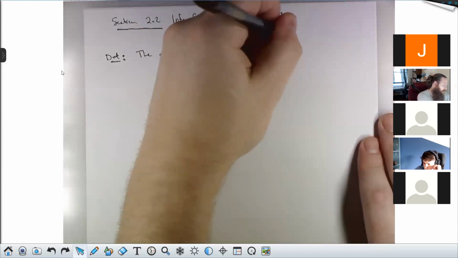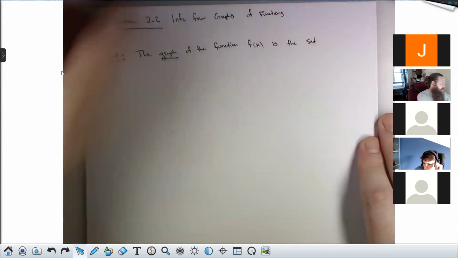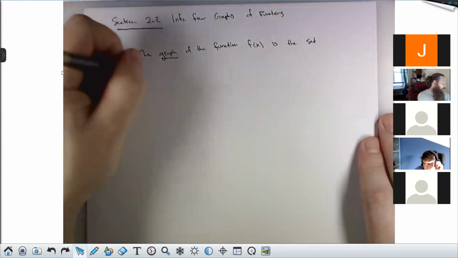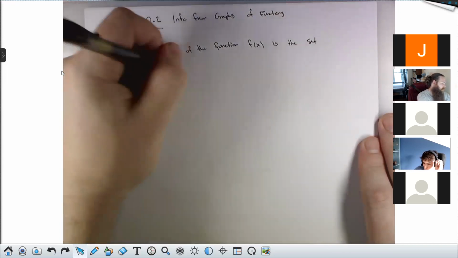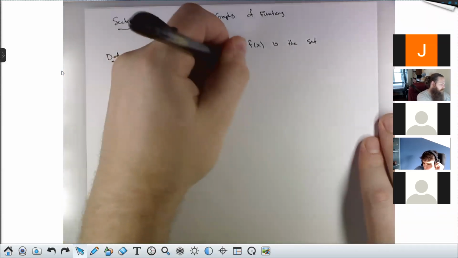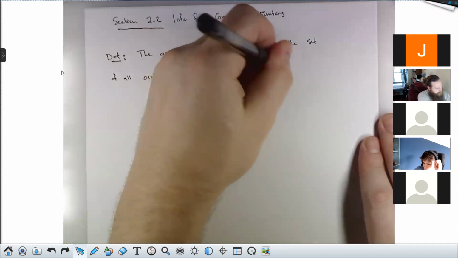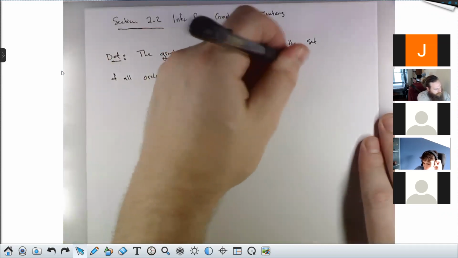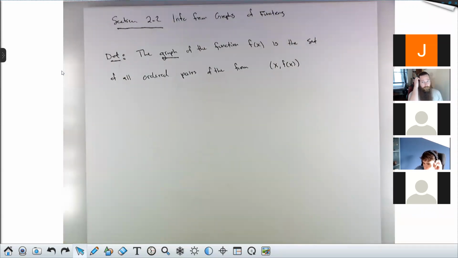is the set of all ordered pairs of the form x comma f of x, where x runs over the domain of the function f. So, take your favorite input, find the output from that input, form an ordered pair, and you've got a point on the graph. I'd be willing to bet everybody knows this, but the converse is useful.